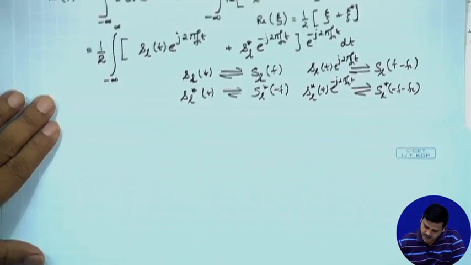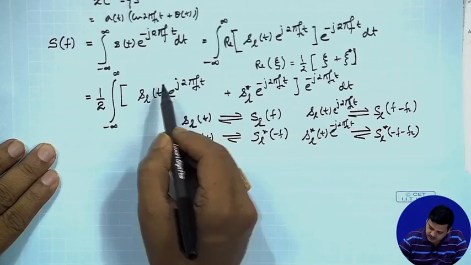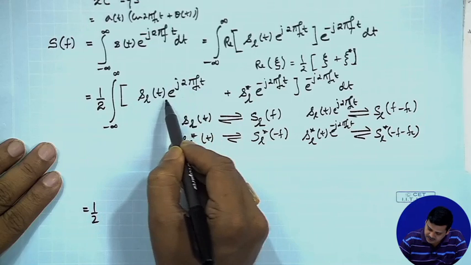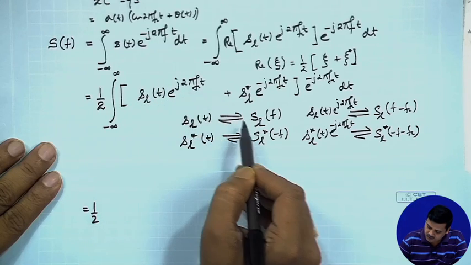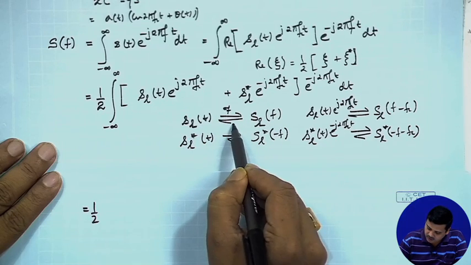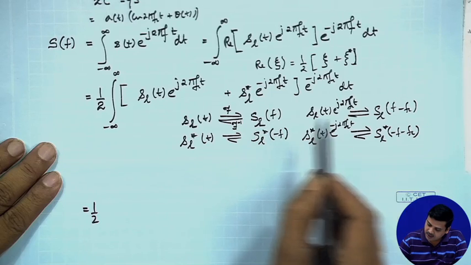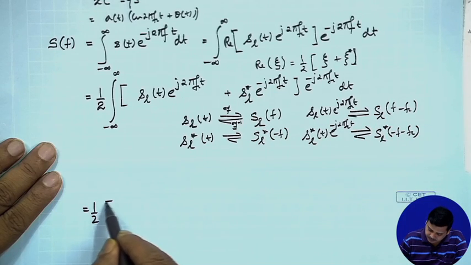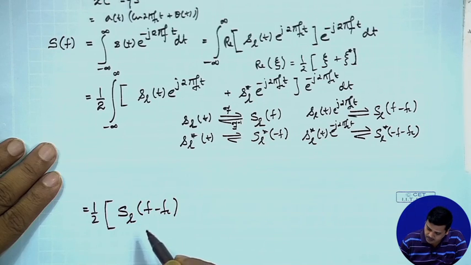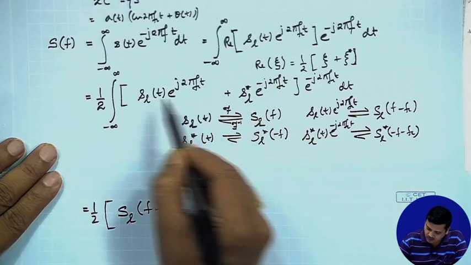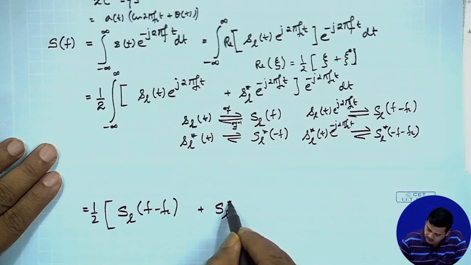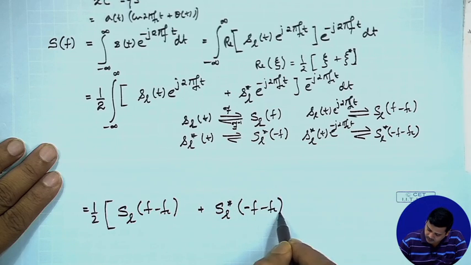So, then we could write that the last expression is equal to half of the following. The first term is the Fourier transform of s_L(t) e^(j2πf_c t), and if S_L(f) is the Fourier transform of s_L(t), then we could use this relationship to get S_L(f - f_c). If you look at this, the second term is the conjugate of this, and hence it would turn out to be S_L conjugate(-f - f_c).